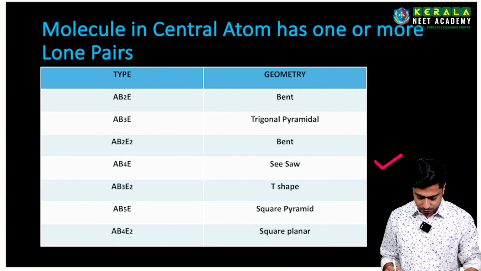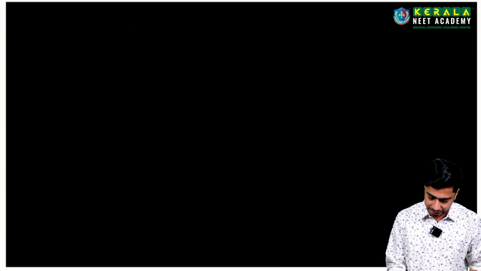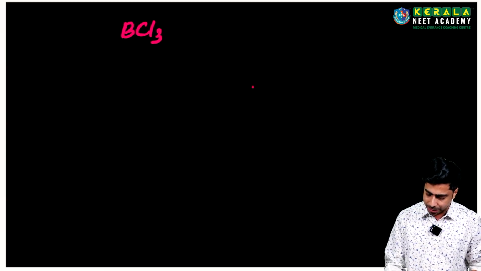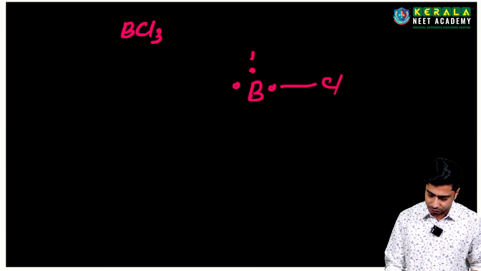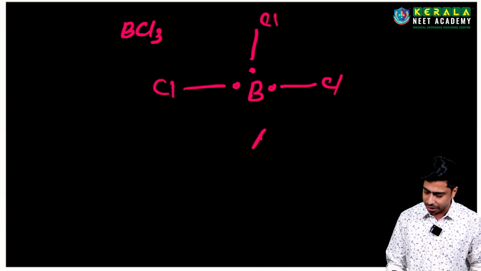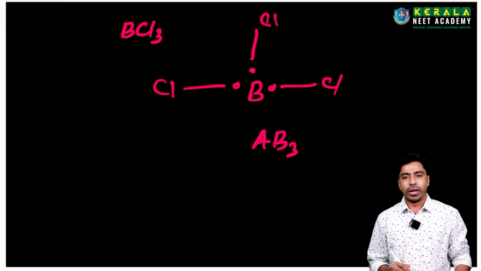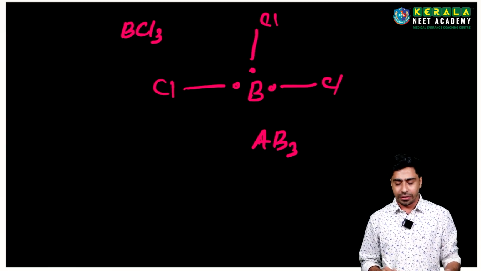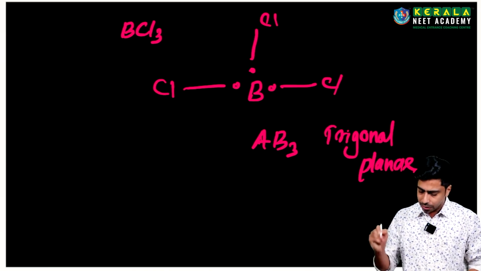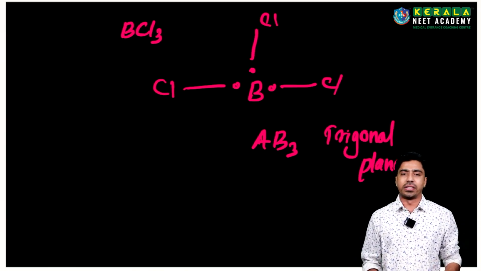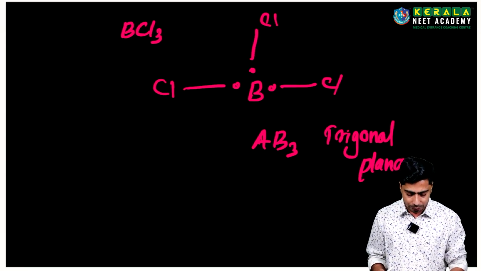Now let's take the case of BCl3. In case of BCl3, boron has 3 valence electrons. Each chlorine atom will make a single bond. So it will be like AB3, AB3 type without lone pair, which will have a trigonal planar geometry. So this is how we are predicting the shape of different molecules.